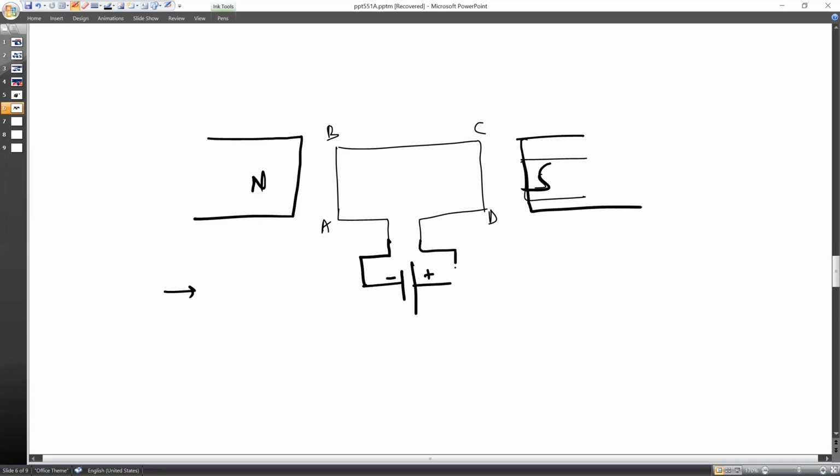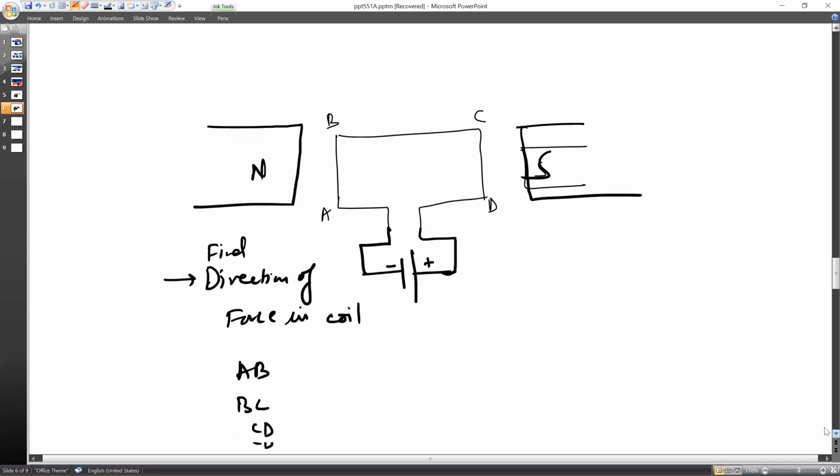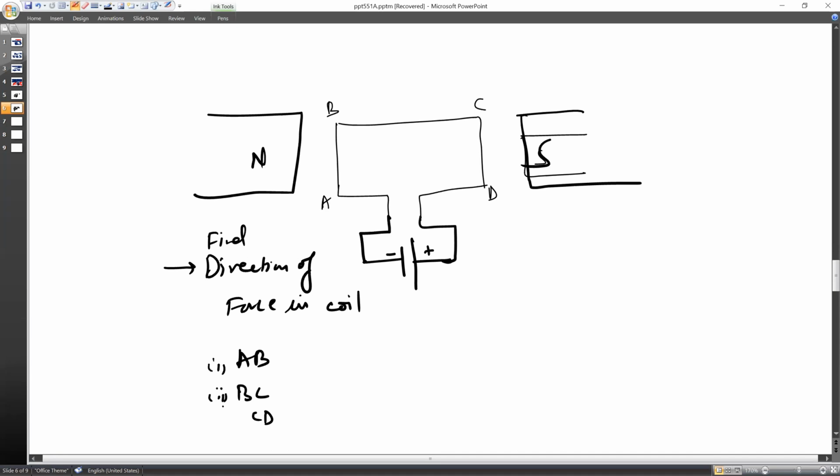Can you tell me the direction of current in coil AB, the direction of force in coil AB? Find the direction of force in coil AB, BC, CD. Tell me, what would be the direction of force in AB? Do you have any idea? Should I help you?